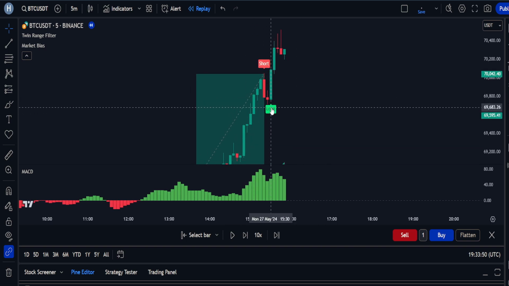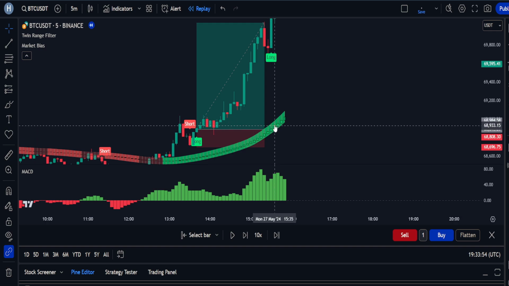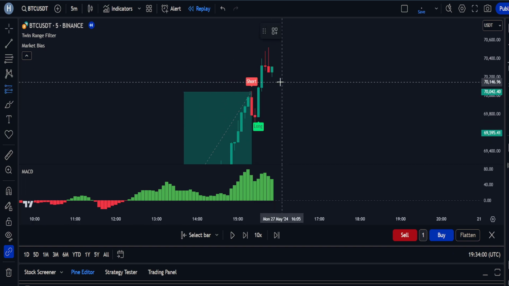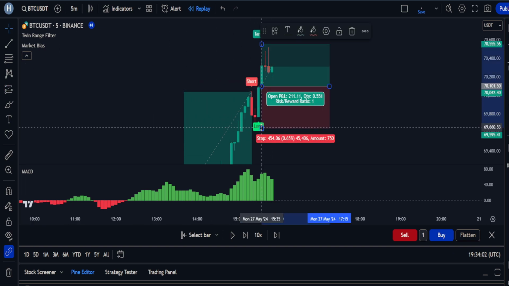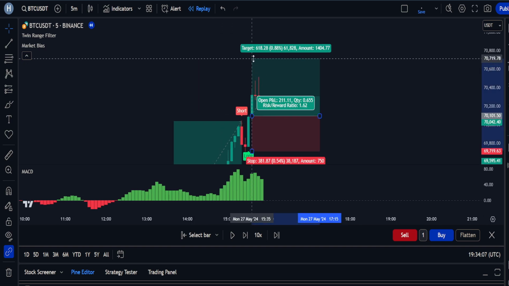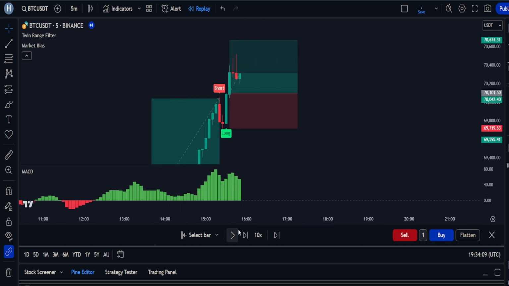Here's another example. We can see we got a buy signal here. The market bias indicator is green in color, and the MACD histogram is also green in color. So these are all the conditions, and if these are fulfilled, we can open a buy position here. We will set the stop loss below the most recent swing low, and the take profit target will be set at 1.5 times the risk.